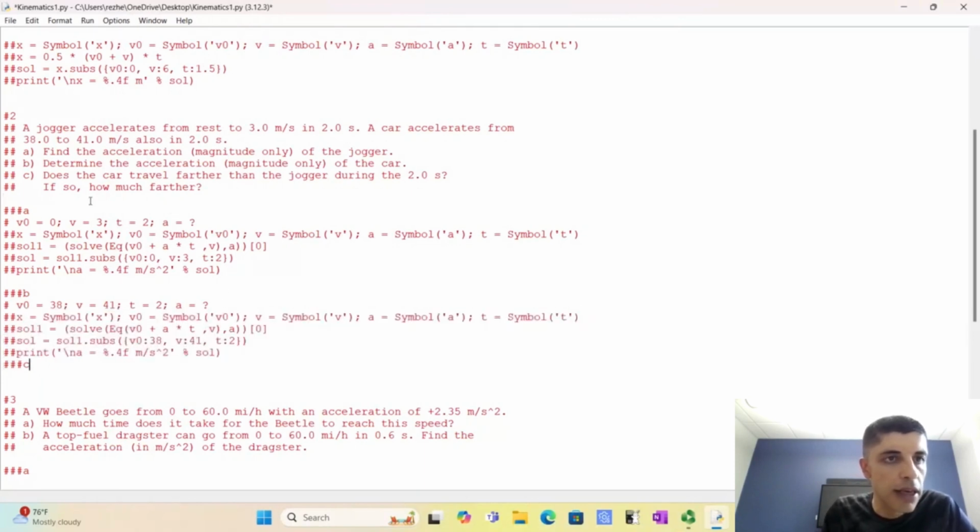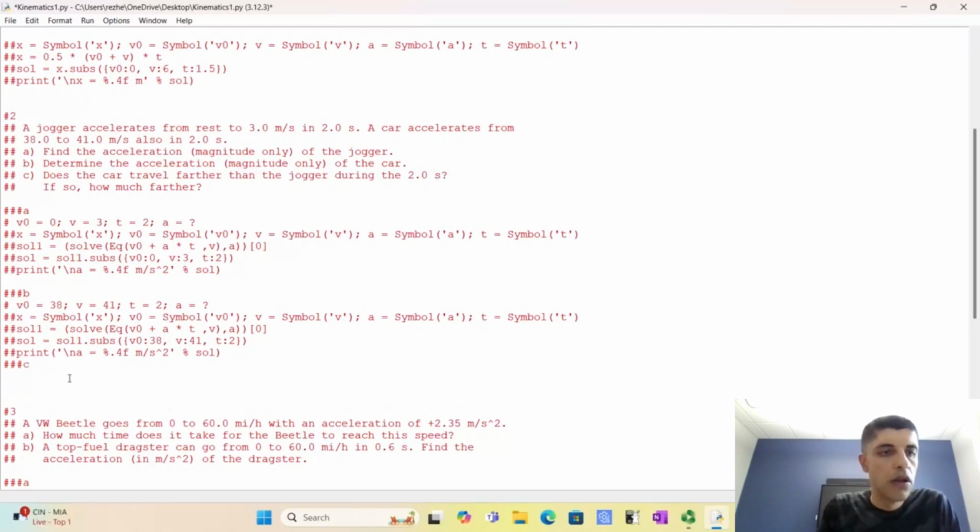So let's see, part C, it says, does the car travel further than the jogger during the 2 second span? If so, how much further? All right, so here I'm going to create some new variables. This is just for commenting purposes. So let x1 be the displacement of the jogger. So we don't know what that displacement is. So that's x1, do a semicolon.